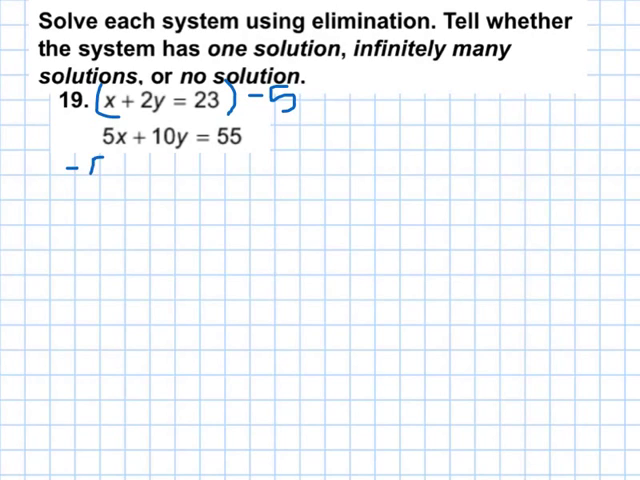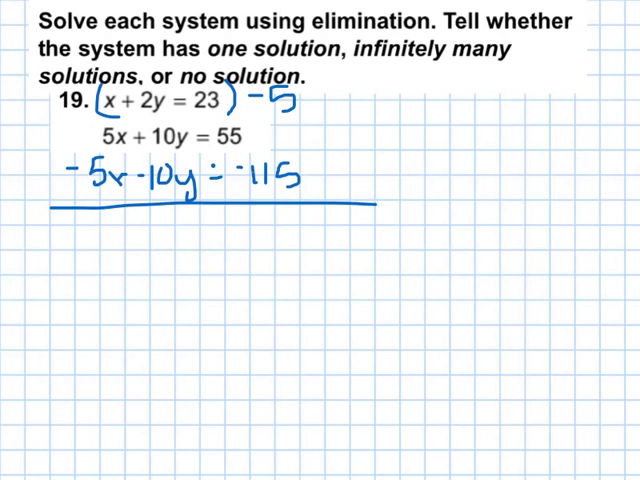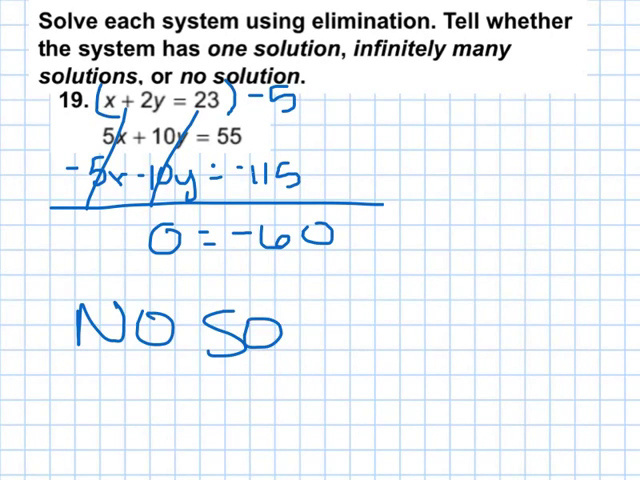So that'll be a negative 5x. Negative 5 times 2y will be negative 10y. And negative 5 times 23 will be negative 115. So when we add them all up, over here, this cancels out, and we have 0 equals negative 60. That's not a true statement, so this would be no solutions.